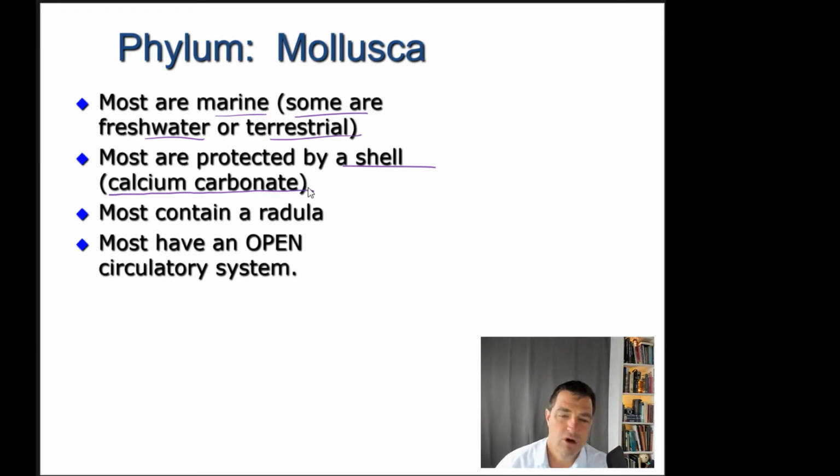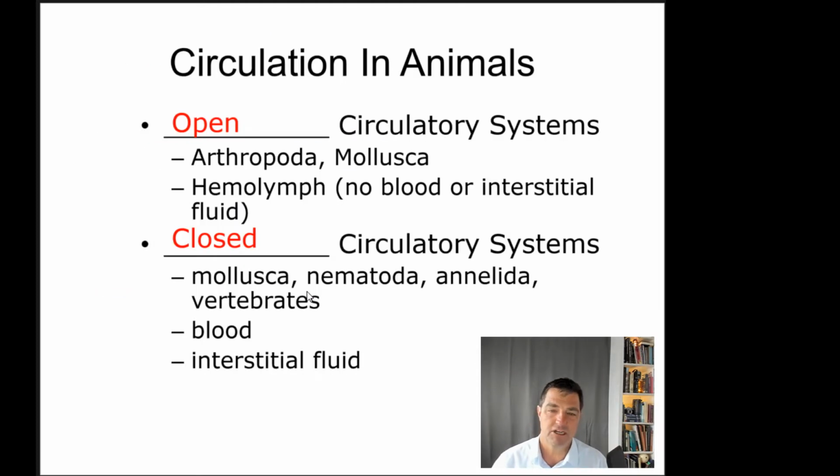Okay, most of the mollusca, nearly all of them, have a unique feeding structure called a radula, which is like a file they use to scrape things. And most of them also have an open circulatory system, which I'm going to explain a little bit right now. And then we'll go more into detail on this later on.